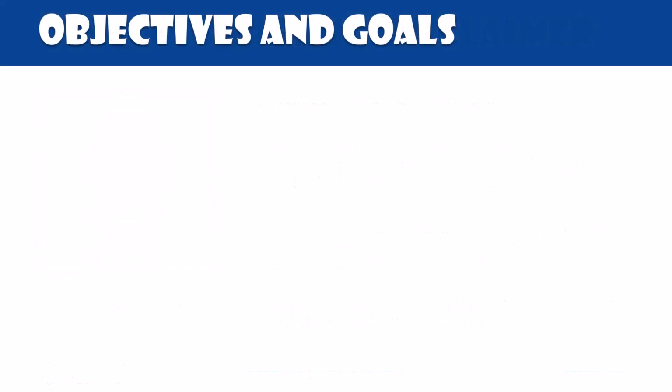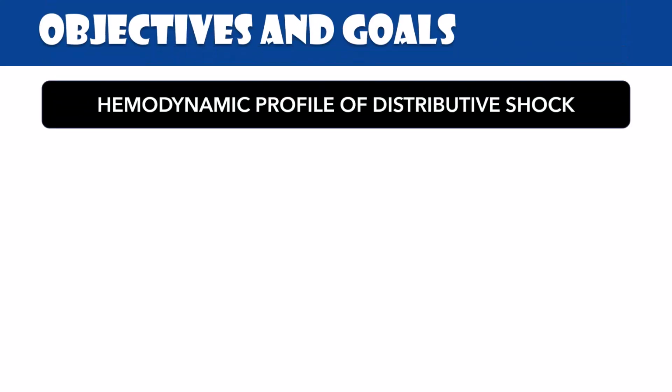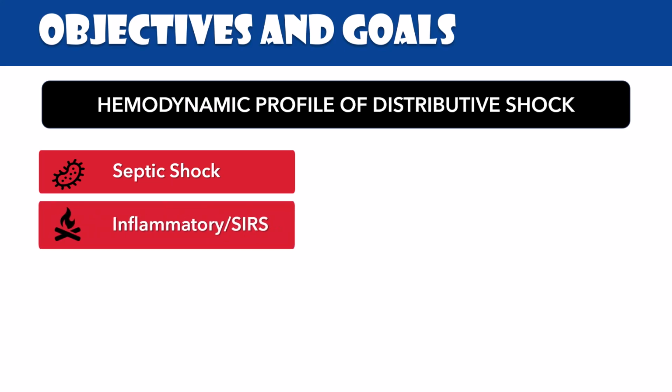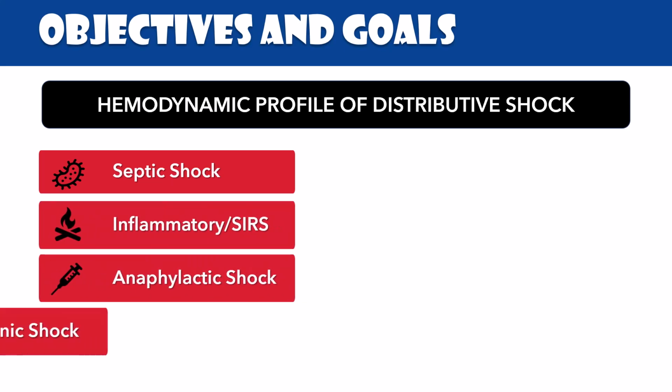We've already thoroughly discussed the diagnosis and terminology of shock in previous lectures. So today, we're going to get right to the point and discuss specifically distributive shock. We'll discuss the hemodynamic profile of distributive shock. We're going to cover septic shock, non-infective inflammatory shock, anaphylactic shock, and neurogenic shock.